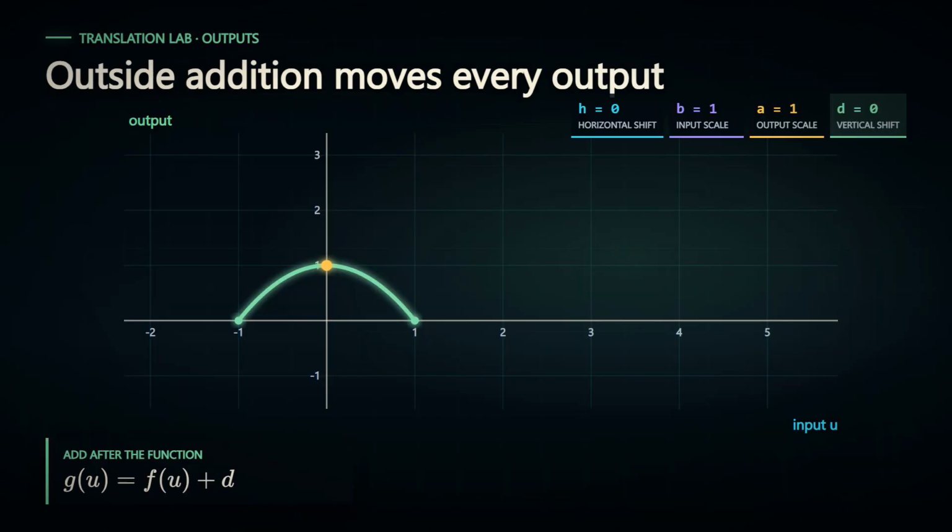First, add a number after the function, f of u plus d. The function produces an output, then d is added to that output. As d grows from 0 to 1, every point rises 1 unit. The input coordinates stay fixed, the vertical distances between points stay fixed, and the entire graph translates upward.